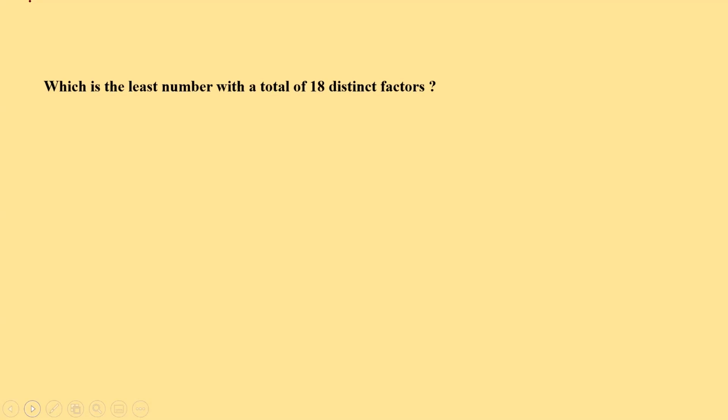Okay, so let's get into the discussion of this question. Which is the least number with a total of 18 distinct factors?